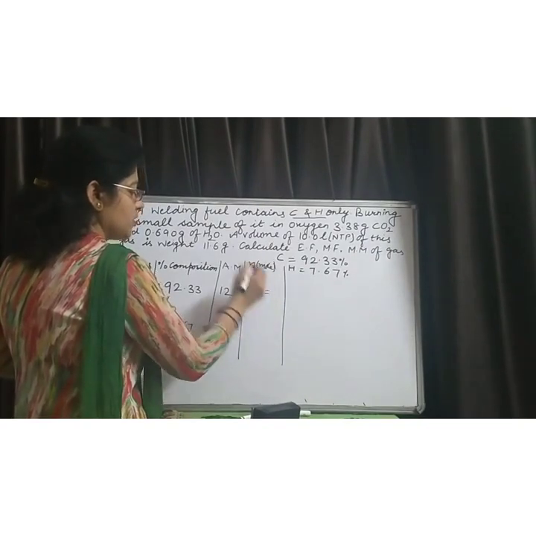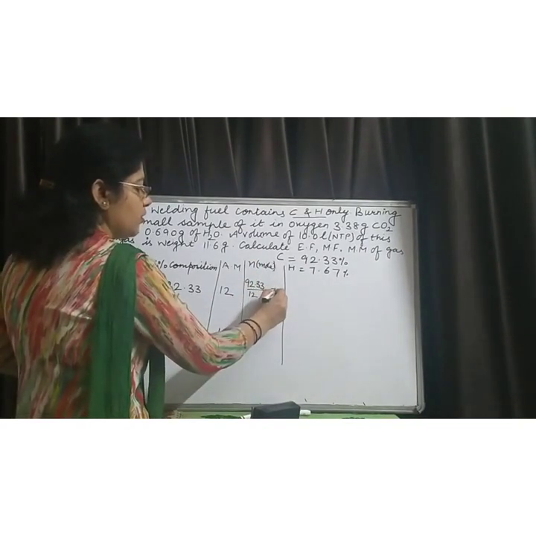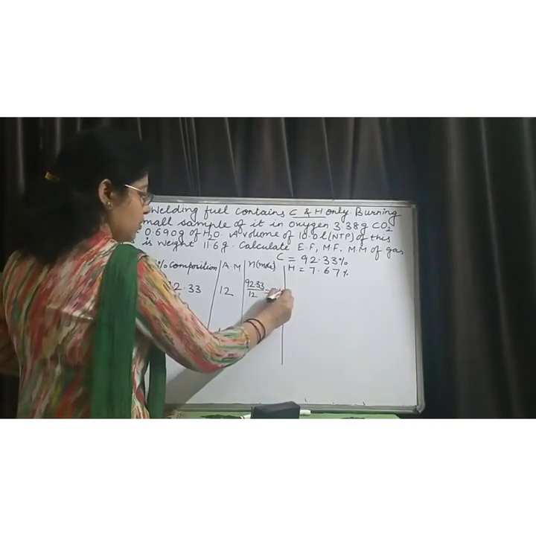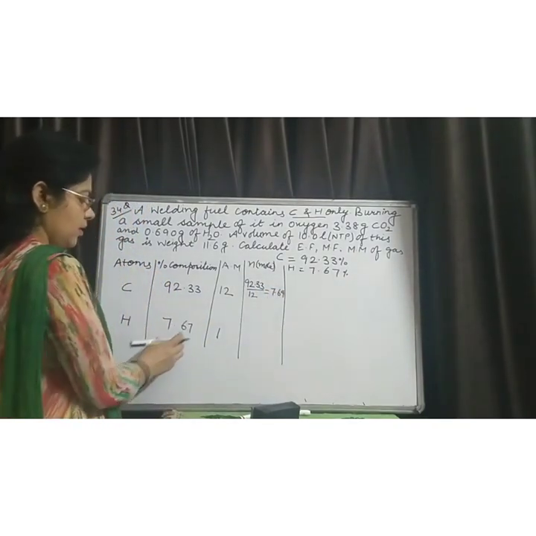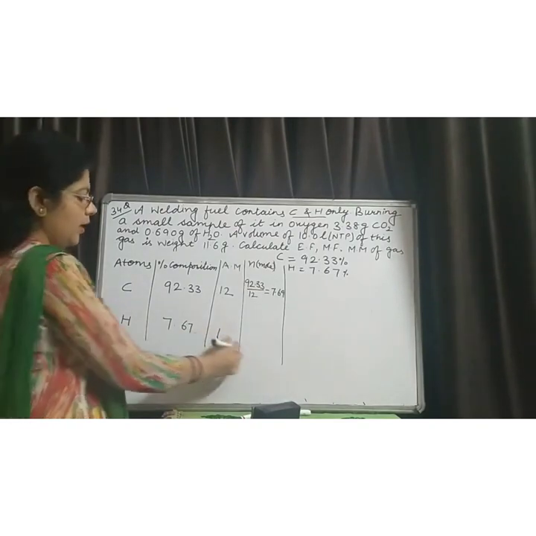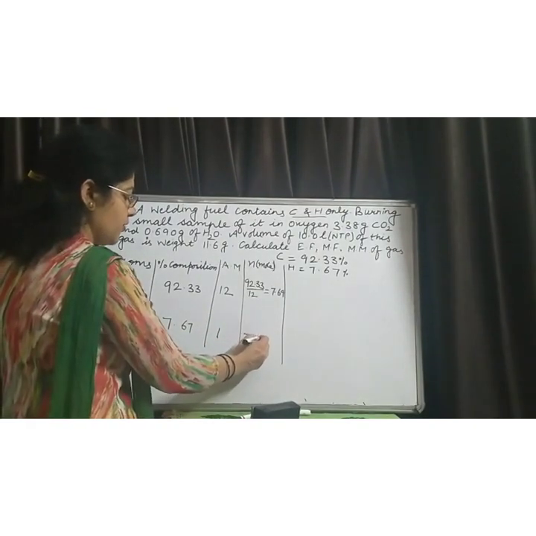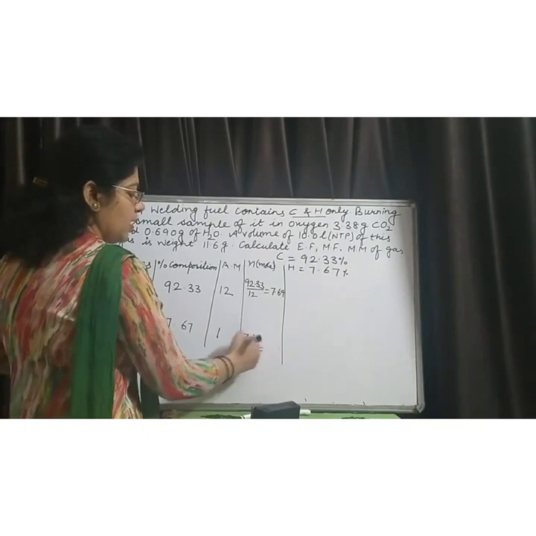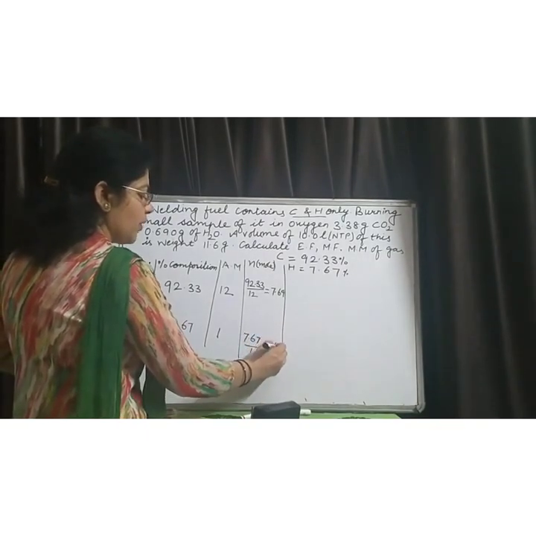If we solve this, it comes out to be 7.69. Next, for the relative number of moles of hydrogen, it is 7.67 divided by 1, and it comes out to be 7.67.